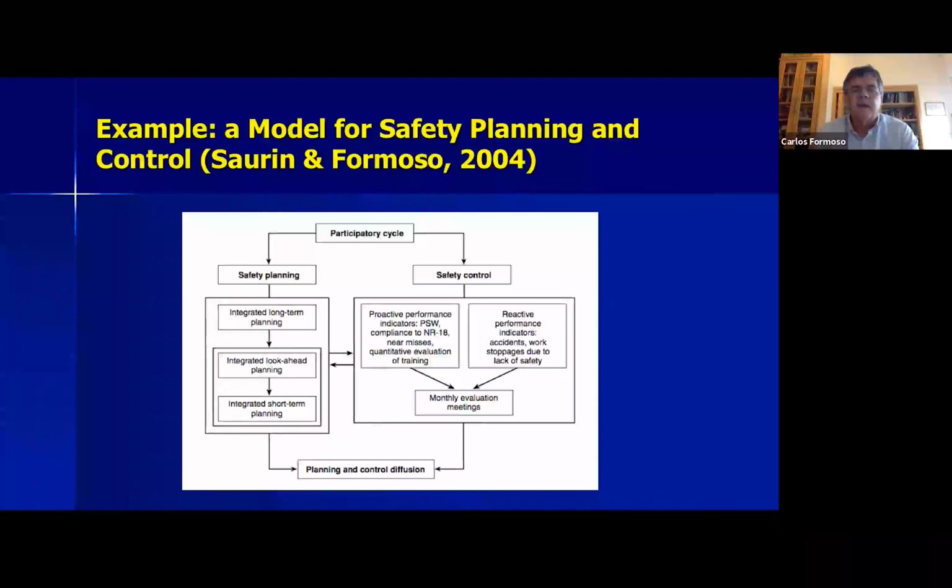Is it applicable to any company in the world? No, it's not. But it is applicable to companies that typically deliver complex projects, companies that use lean ideas, the Last Planner System, and so on.